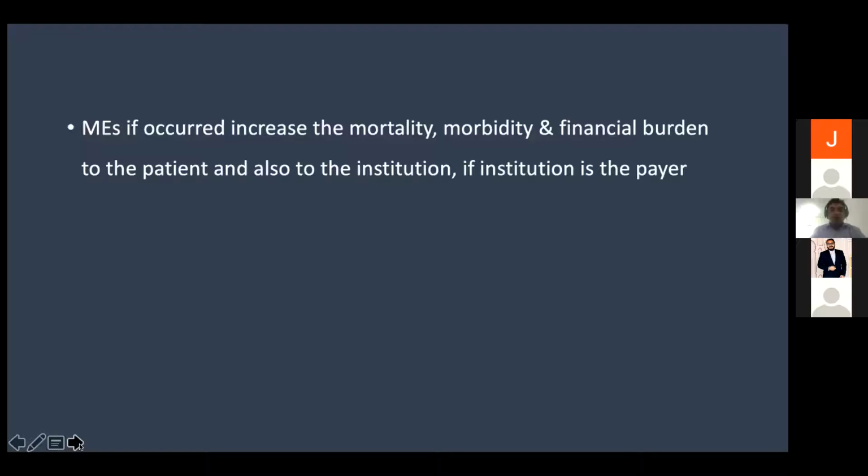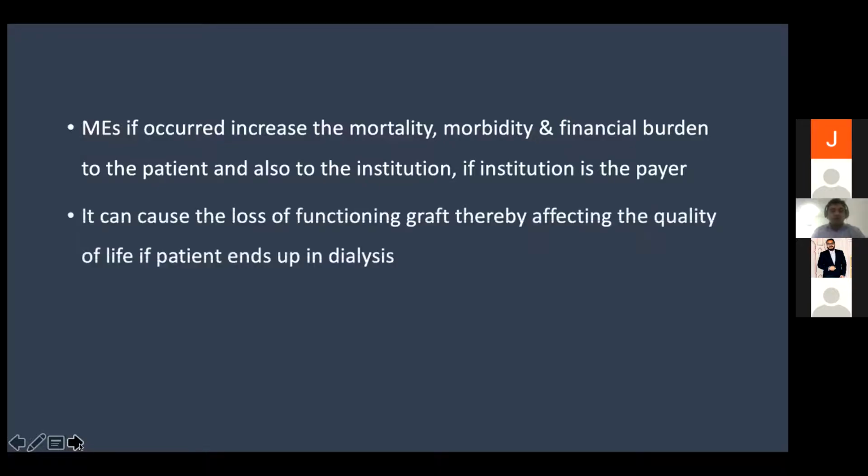So medication errors can be very detrimental to the patient's quality of life and financial burden as well. It can cause the loss of a functioning graft, thereby affecting the quality of life if the patient ends up on dialysis. And once the patient has had a transplant, no one wants to go back to dialysis. Now, the positive side of these medication errors is that most of them are preventable.